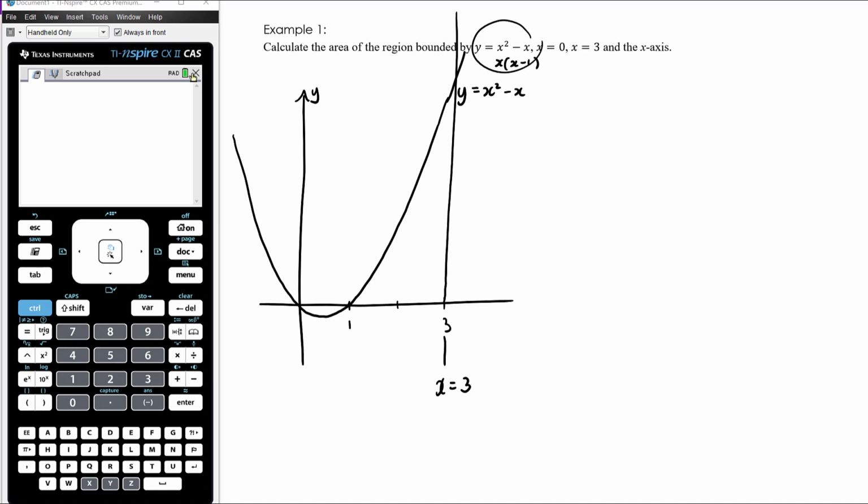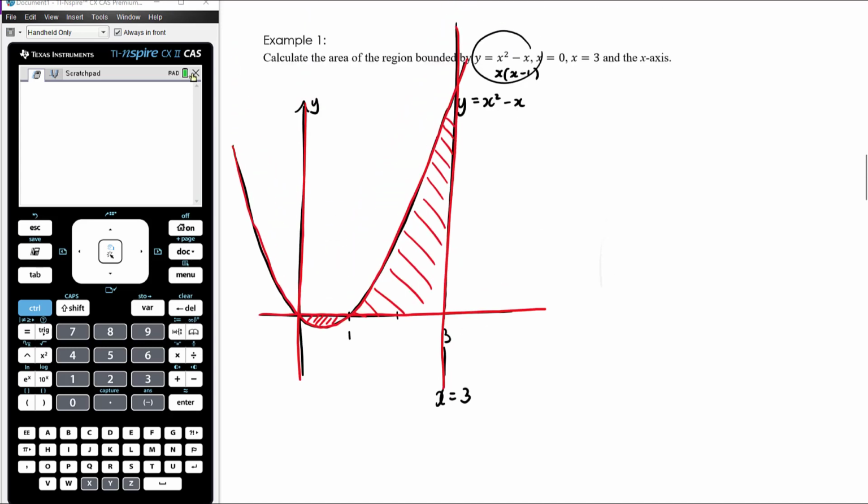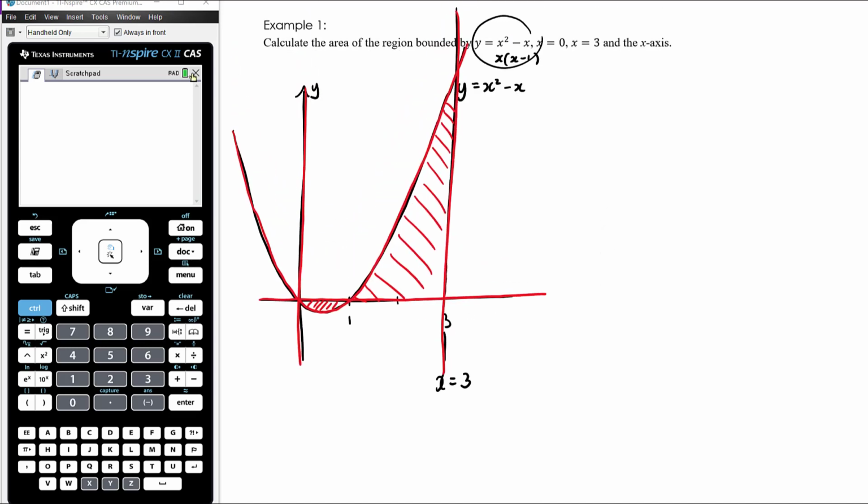So we've essentially got the curve, horizontal line, and x-axis. So any region that is bounded, so completely enclosed by those combinations of lines, is this bit of area here and this bit of area here. Okay, so we want to calculate the area. Let's set up appropriate integrals.